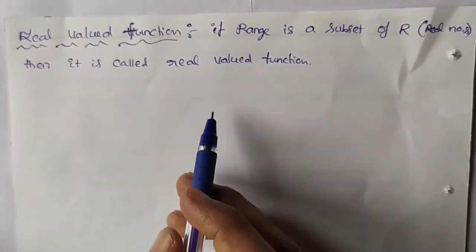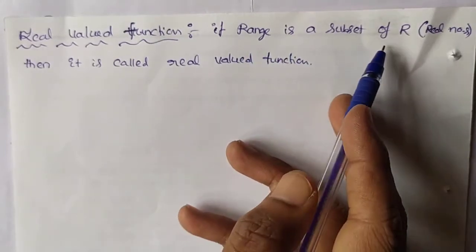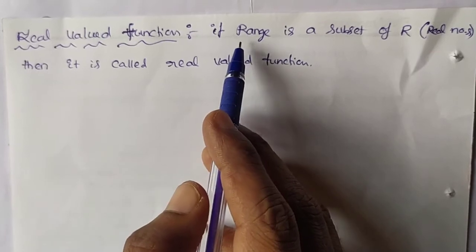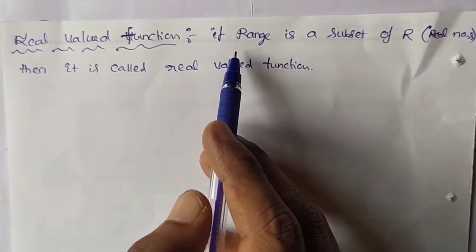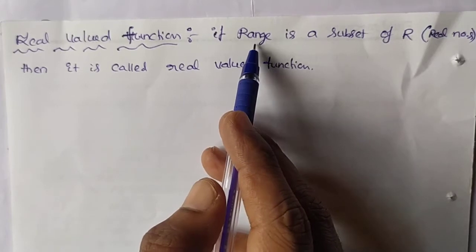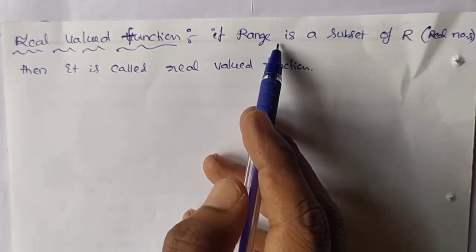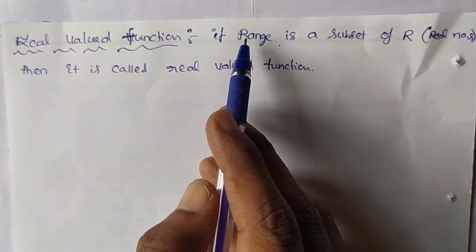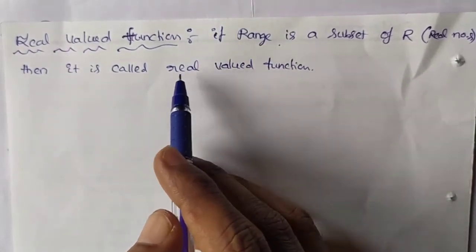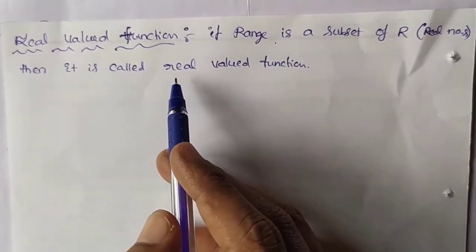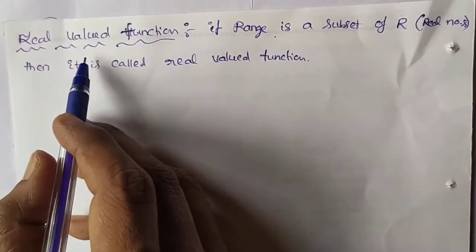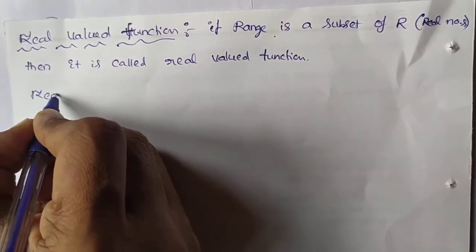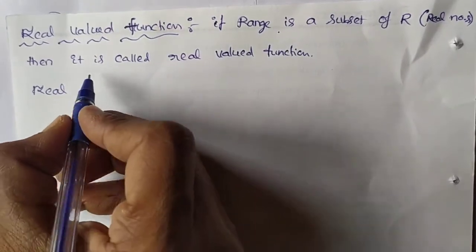Okay. If range is a subset of R, range is nothing but what? The set of all images in the codomain is called range. That range is a subset of R. If we have the real numbers in the range, then that function is called a real valued function. Okay, it is the definition of real valued function. Next definition: real function.